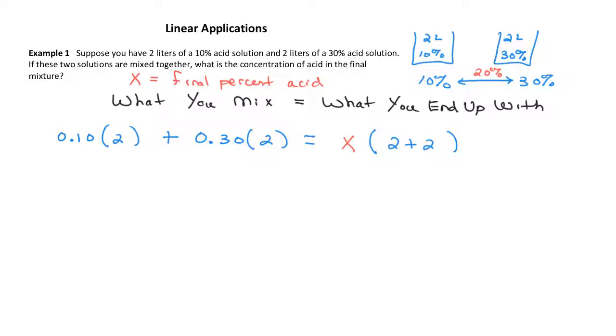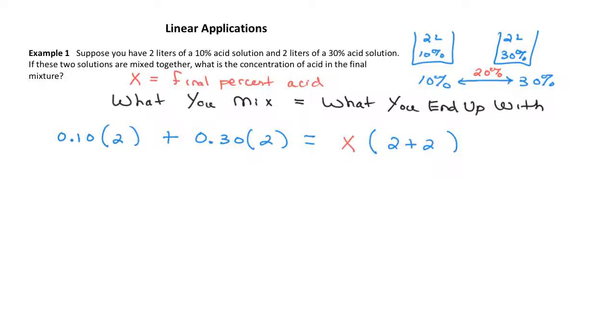Let's take a look at this whole thing. This is what I mixed together. It was 2 separate pieces because I had 2 separate solutions, and it was always the percent times the amount, the percent times the amount. What I end up with is just one piece, and it's still a percent times an amount. I needed a variable because I don't know what the percent is, but I do know the amount of stuff is going to be a total of 4 liters. I can now ignore the context of this problem and just solve this equation for x. I think it'll be pretty easy to do.